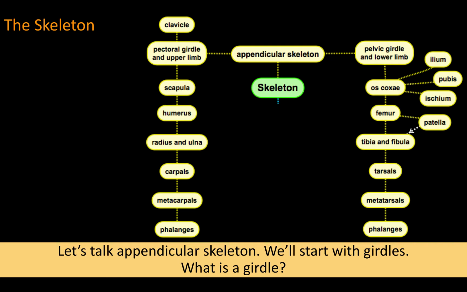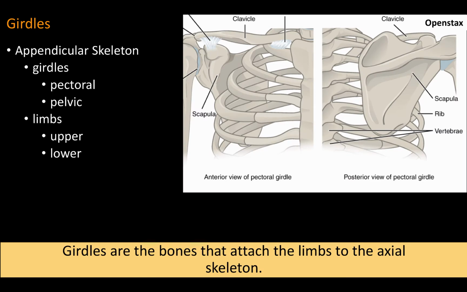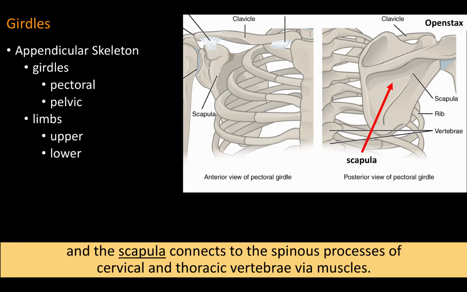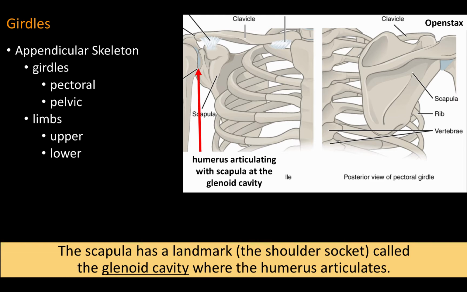Let's talk appendicular skeleton. We'll start with girdles. What is a girdle? Girdles are the bones that attach the limbs to the axial skeleton. In the pectoral girdle, the clavicle attaches to the manubrium, and the scapula connects to the spinous processes of cervical and thoracic vertebrae via muscles. The scapula has a landmark, the shoulder socket, called the glenoid cavity, where the humerus articulates.